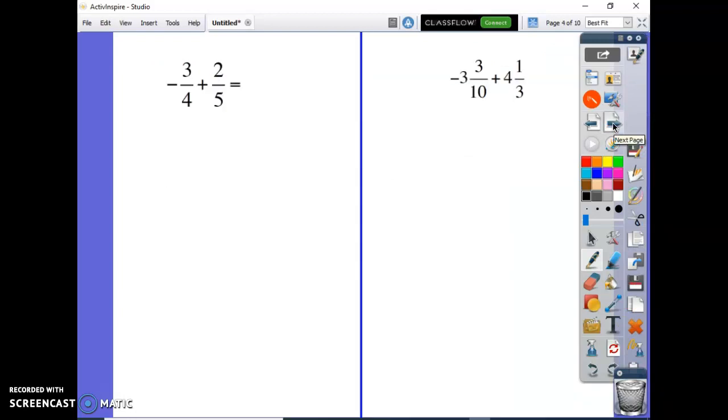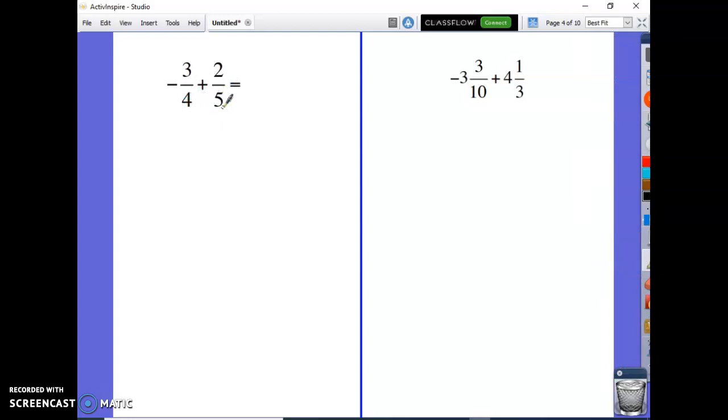Okay, next one, negative 3/4 plus 2/5. We want to get our denominators the same. Remember, 4 and 5 do not match, so we have to say what number does both 4 and 5 go into? Well, it's 20, so we're going to multiply this side by 5 to get 20 and this side by 4 to get 20. But whatever you do to the denominator, you must do to the numerator. So we're going to multiply the top by 5 to get 15, and the bottom or denominator by 5 to get 20, and don't forget that negative sign.